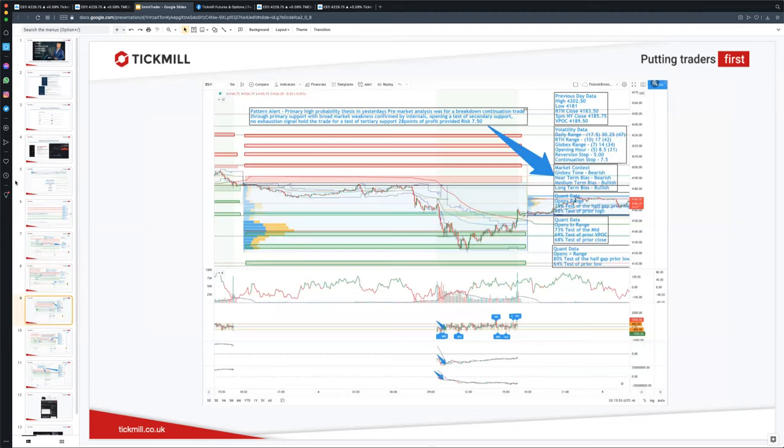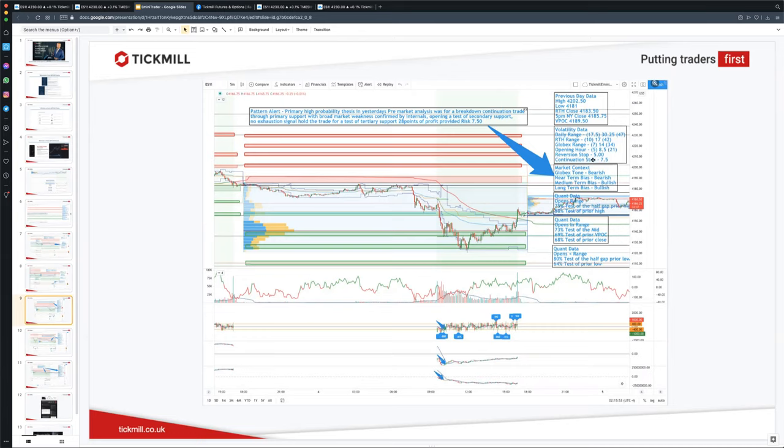On this day, the primary high probability trade that I was looking for in the pre-market analysis was a breakdown continuation trade through primary support, with broad market weakness confirmed by the internals, opening a test of the secondary support where we didn't get an exhaustion signal. So we hold the trade for the test of the third support area, which offered 28 points of profit on a risk of only 7.5 points.